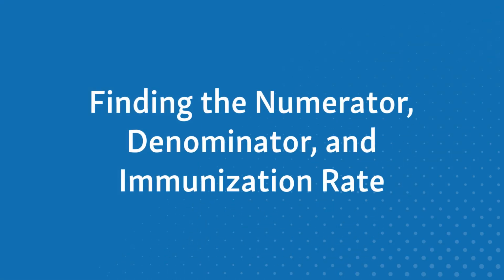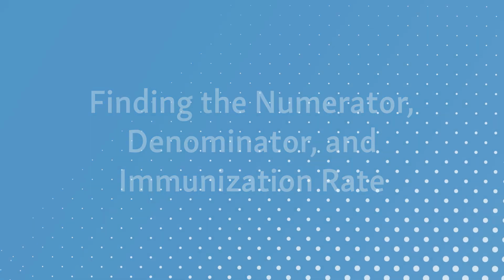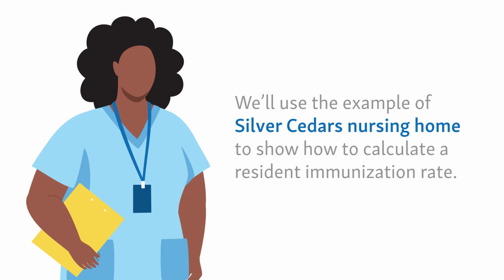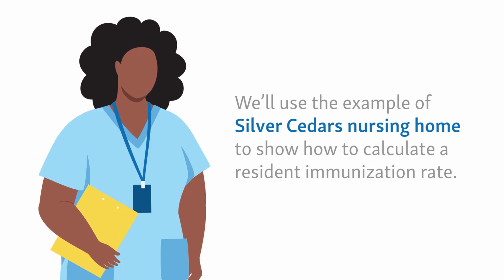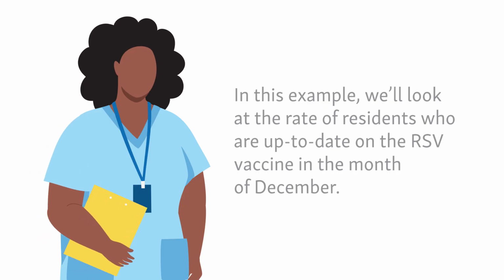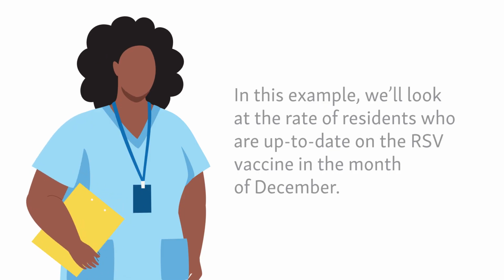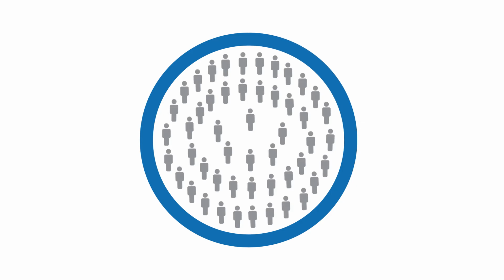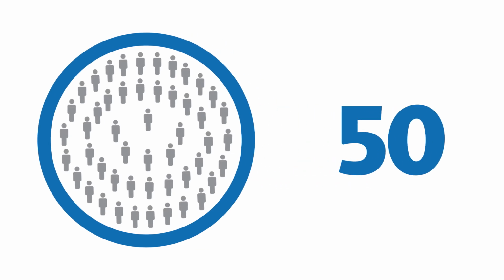Finding the numerator, denominator, and immunization rate. We'll use the example of Silver Cedars Nursing Home to show how to calculate a resident immunization rate. In this example, we'll look at the rate of residents who are up to date on the RSV vaccine in the month of December. As of the end of December, Silver Cedars has 50 current residents.